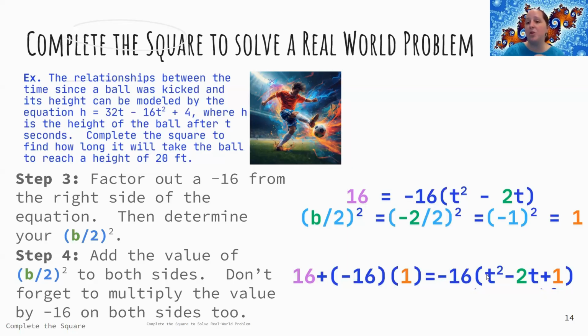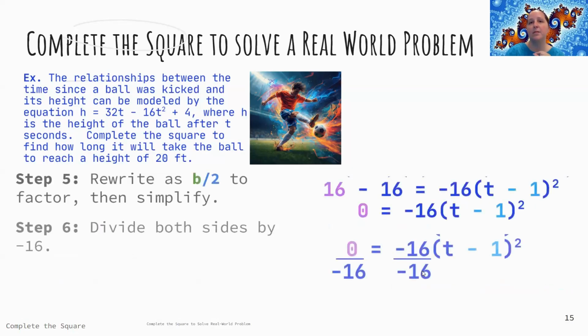Don't forget, because you factored out a -16, you have to multiply that -16 by the left side of your equation too. So the -16 that I factored out times my value of b divided by 2 squared. Okay, so in this case, it's -16 times 1, which gives me 16 minus 16. That's going to give me 0.